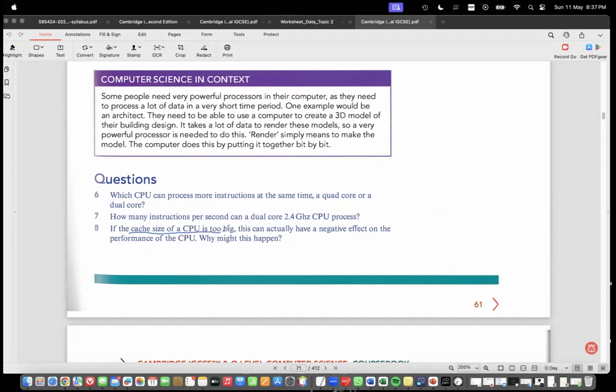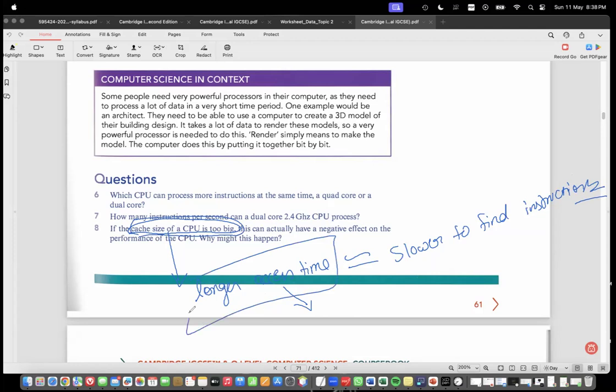So a large or too big cache means longer access time. So longer access time means slower to find instructions. Also, managing and searching a large cache can introduce complexity, and it will reduce efficiency, especially when the CPU spends more time looking for data than processing it. So a big cache means longer access time. It means slower to find instructions.